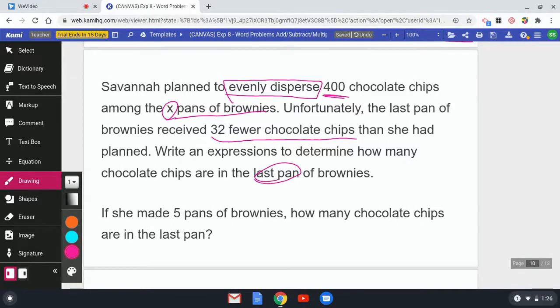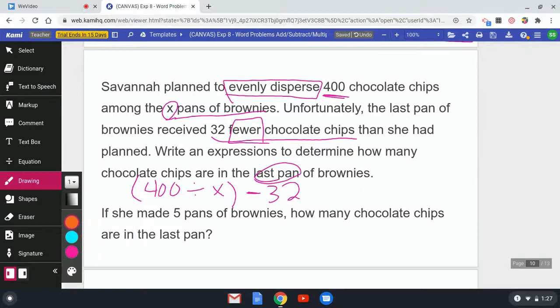All right, well, let's start. Could you tell me how many chocolate chips she had planned to put on each brownie? She starts with 400 and disperses them evenly, or divides them, among X pans of brownies. But the last pan is going to receive 32 fewer. How do I show fewer? Minus 32.